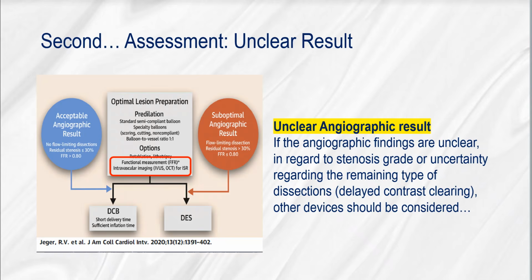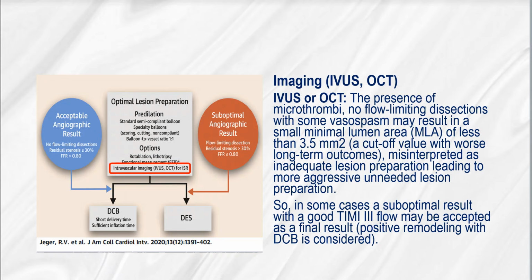After preparation, assessment is done. If the angiographic result is unclear regarding the stenosis grade, or the remaining type of dissection is unknown due to delayed contrast clearing, as an example, other devices should be considered. Imaging with IVUS or OCT is useful, yet presence of microthrombi or vasospasm may result in a small minimal lumen area, which may be misinterpreted as inadequate lesion preparation, leading to more aggressive, unneeded lesion preparation.